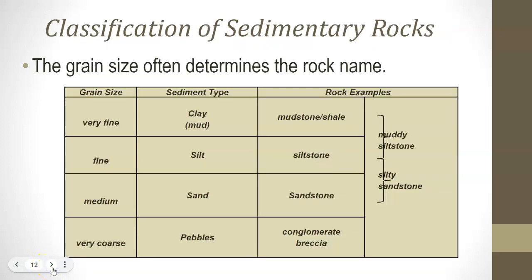Okay. And these are just the different size sediments that we can have in a clastic rock, going from the smallest to the largest. So clay is the smallest sized particle. Then we have silt, sand, and pebbles. And then you can see that the names of the rock made of those sediments is closely related to the name of the sediment itself.